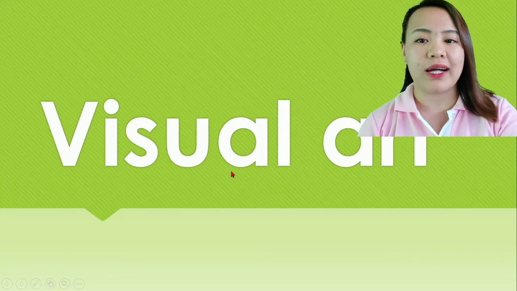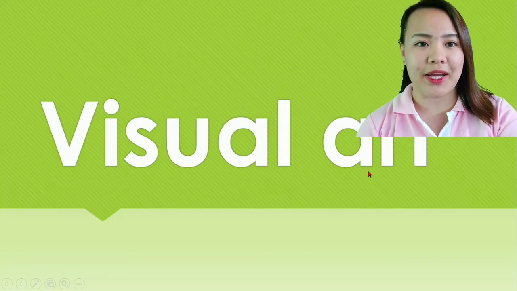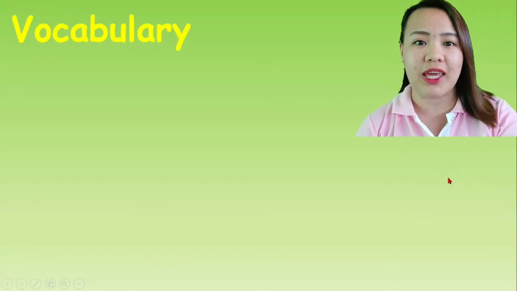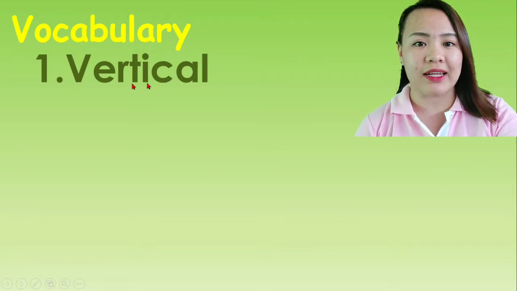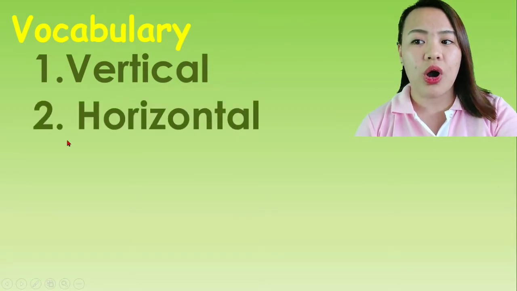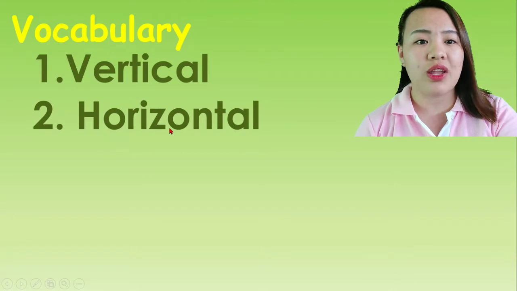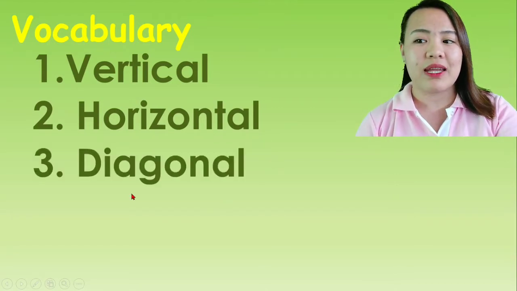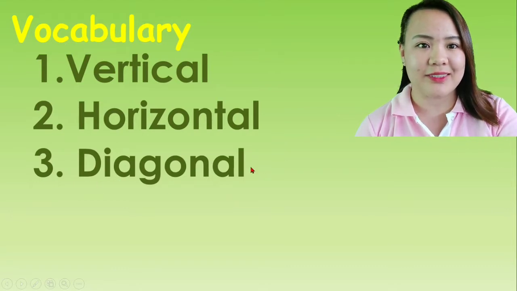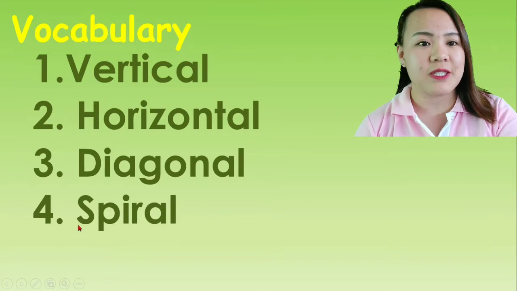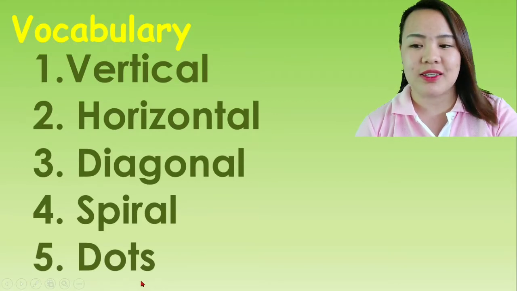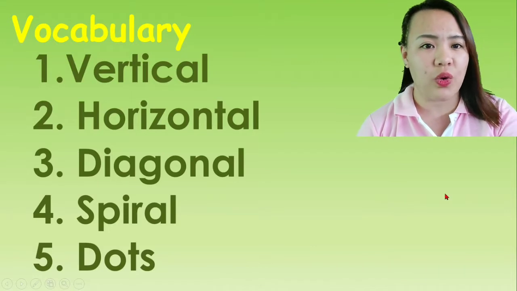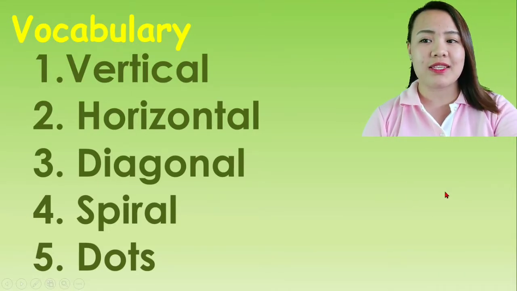Now let's move on with our lesson for today about visual art. Before we start, let us read the vocabulary for today's lesson. Number 1 is vertical. Number 2, horizontal. Number 3, diagonal. Number 4, spiral. Number 5, the last one, dots. Those are your vocabulary for this topic.